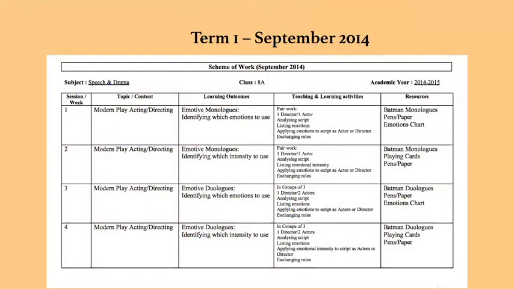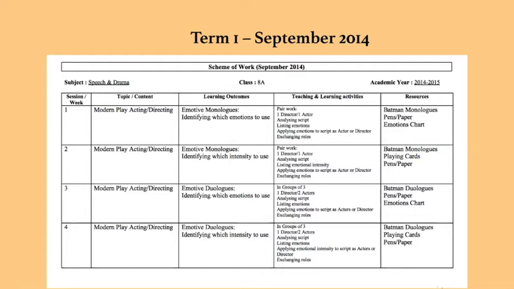Here is a scheme of work from September 2014. We've entered a new academic year. It is still called Class 8A, but this is actually a different class to the previous one. We are looking at each week learning how to act and direct for modern plays. We're looking into a learning flow that has outcomes which are simple for the first week of a new academic year with a new year group who haven't reached the level of what I would consider year 8 yet. So it's simple, but it's effective.